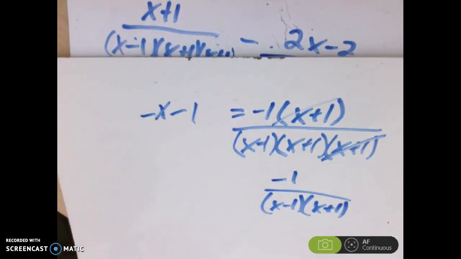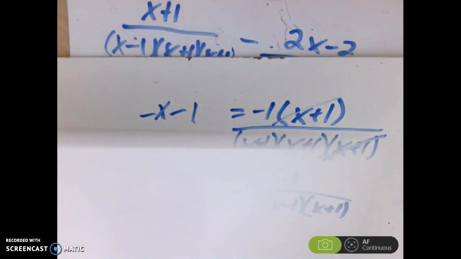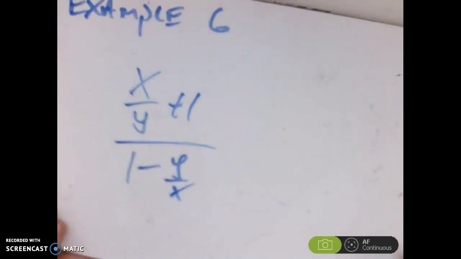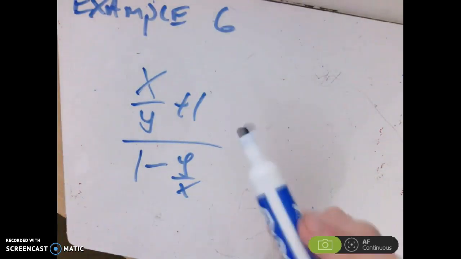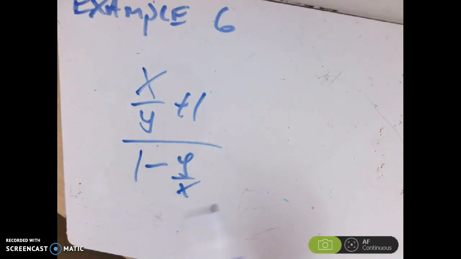Okay, so now on to example number 6. So example number 6 is what's called complex fractions. So what that means is we have fractions with fractions inside. So I have this x over y plus 1, 1 minus y over x. Okay, so now I need to basically make this into one thing.